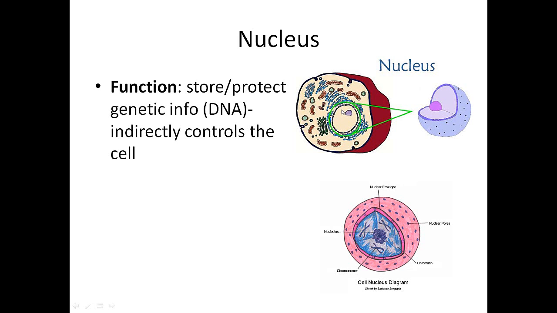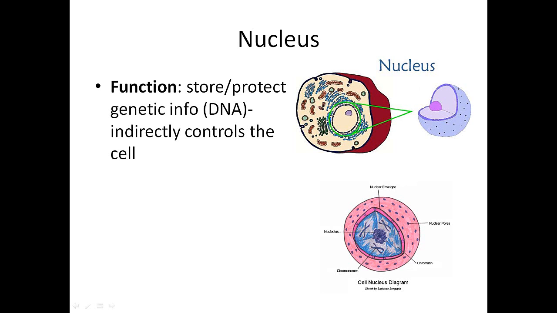The nucleus, right in the center of the cell usually, or a little bit off to the side, pretty prominent. You can see here they're showing it inside of the cell here. The bottom picture shows a nucleus removed from the cell. The job of the nucleus is to store and protect genetic information, or DNA. And DNA, because it's the code for an organism, basically controls the cell in that sense.